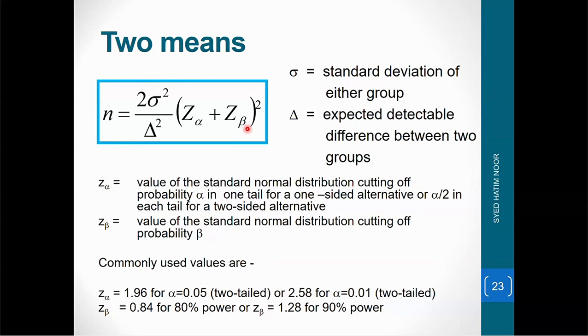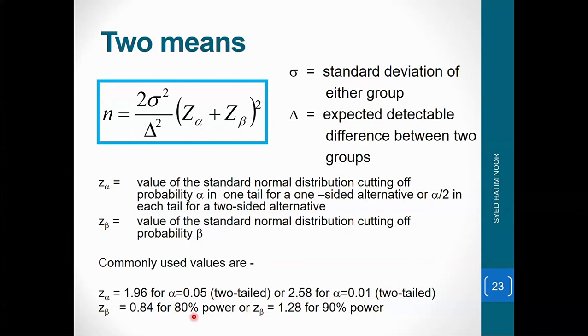So that's why you can see that in two means a power is involved. The values Z alpha and Z beta are fixed. If you set your alpha at 0.05, then your Z value will be 1.96. If you set your alpha at 0.01, then your value will be 2.58.